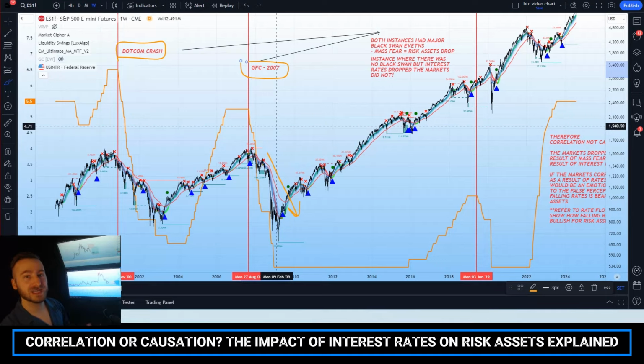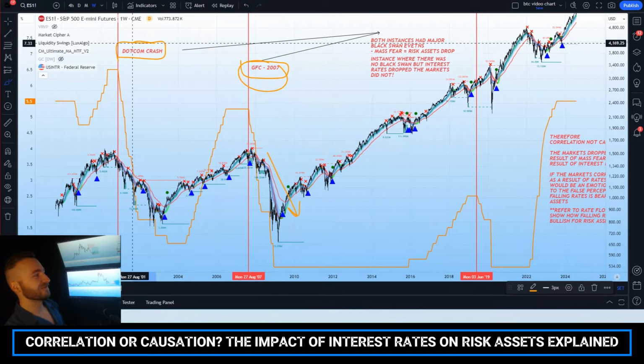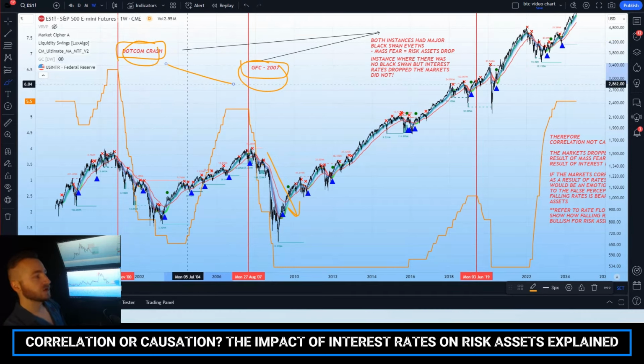We know that in periods of mass fear, which these black swan events are commonly known to produce, we generally see the dollar rise and we see money flow out of risk assets. So we can't deduce the fact that markets correct as a consequence of interest rates reducing, when in the two data points we have seen this occur from, we use these two data points to justify it happening again.